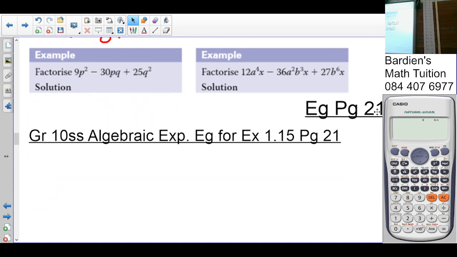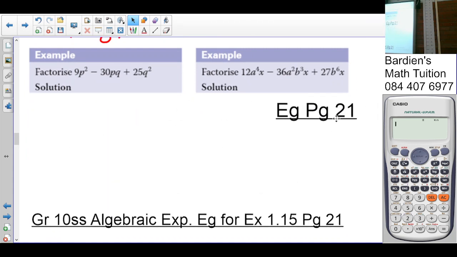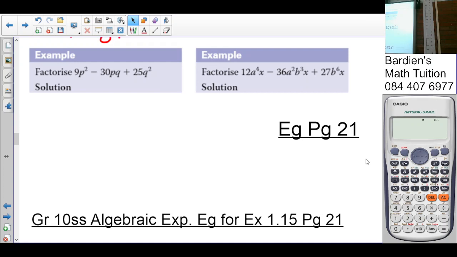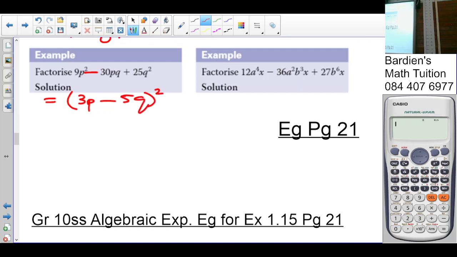This is now examples 3 and 4 on the same page. What's the square root of 9p squared? 3p. What's the square root of 25q squared? 5q. So what is 3p times 5q times 2? 30pq. So is it a perfect square trinomial? Yes, it is. So that will simply give us 3p minus 5q squared. Remember, the sign in the bracket will be the sign of the middle term. The last term will always be positive.